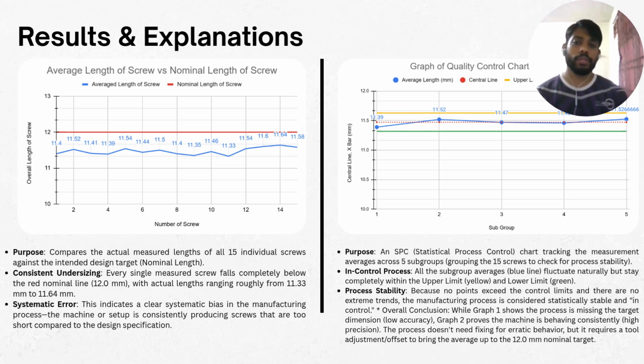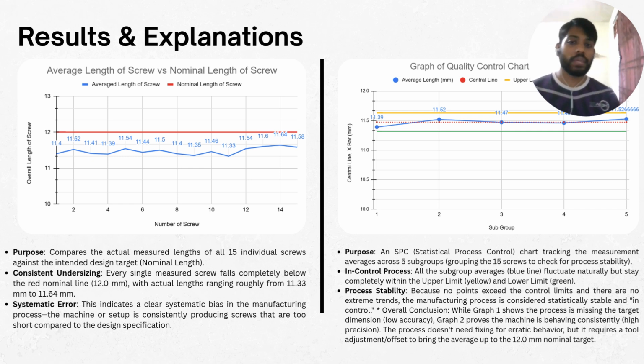So now that we have already established our graph, we can take a look at the results and explanations from the project we have done. So first of all, let's take a look at the average length of screw versus the nominal length of screw. The machine screws are supposed to have a nominal length of 12 mm as per the data sheet that's attached along with the purchased screws. And we know that from the record, it is not exactly 12 mm, but in the average range of 11.3 up until 11.55 mm.